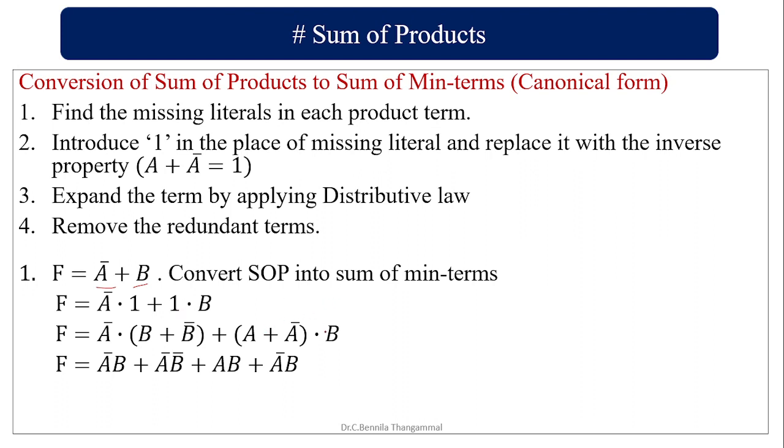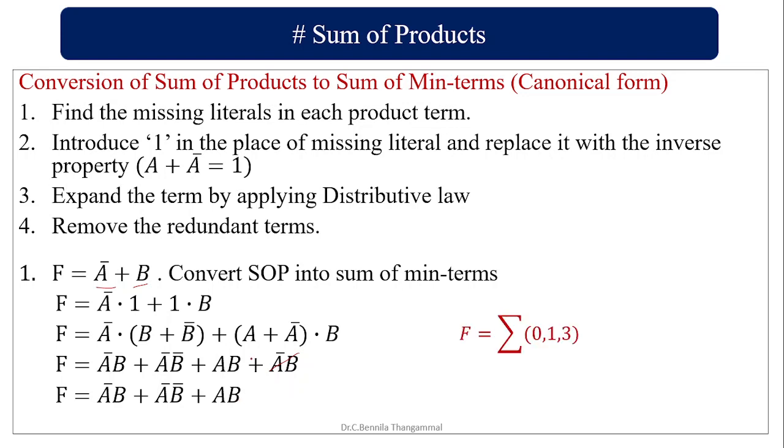Similarly, A into B plus A bar into B. After getting this one, your fourth step is to remove the redundant term. You just see if any term is repeating. Here A bar B, here you have A bar B. So I can remove the redundant term, one term, and then I can write it. So now this is your canonical form or sum of min terms, where all the terms have all the Boolean variables either in original form or in the complement form.